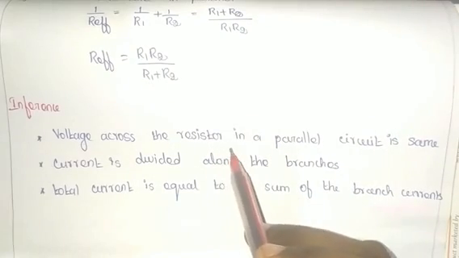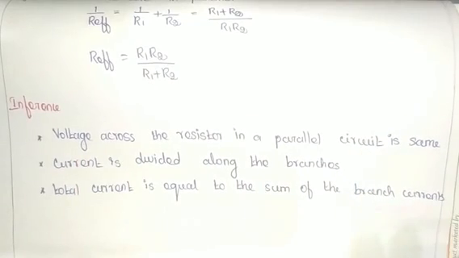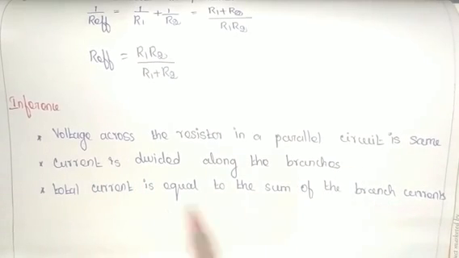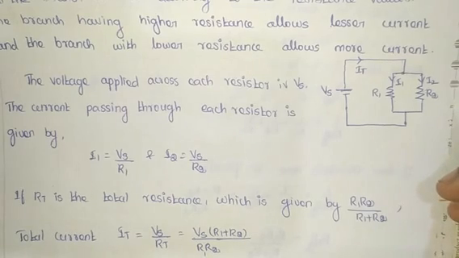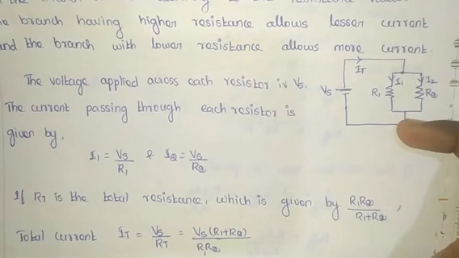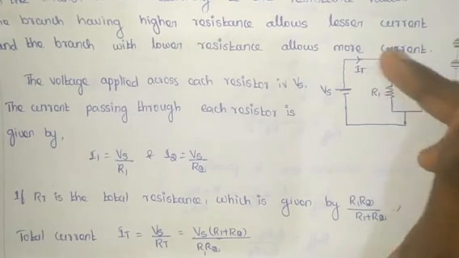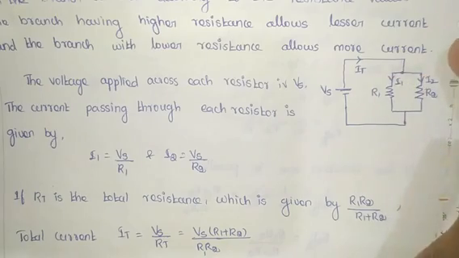These points should always be remembered. Voltage across the resistors in a parallel circuit is the same. Voltage is the same in a parallel network, but the current is divided along the branches, and by KCL the total current is equal to the sum of the branch currents. Next we shall see the current division rule. This is a current divider network because 2 resistors are connected in parallel. In parallel connected resistors, current will be divided and the voltage across the resistors will be the same.